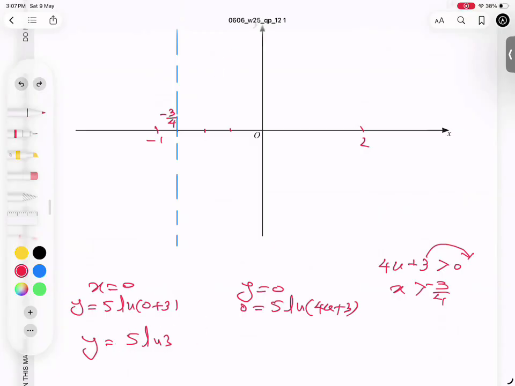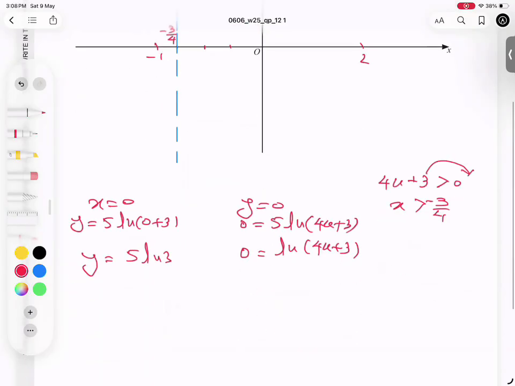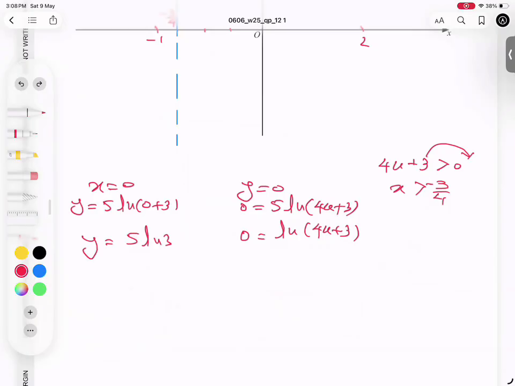And when x is 0, it is always on the y-axis. So the approximate number is coming somewhere here, and I label it here as ln 3. And where is this other number? If I plug in y = 0, the 5 will go under and finish automatically, leaving log of (4x + 3). We can replace this 0 by ln 1, because we know that the logarithm of 1 is 0.